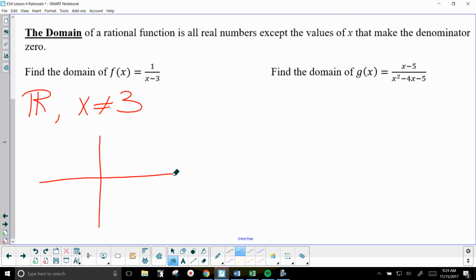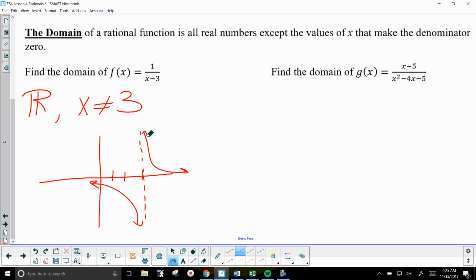So we'll get more into this in a second, but basically this is telling me it's like a force field right there. And this graph cannot cross a vertical asymptote. So we basically just have like this empty gap where there is no x value. There is no value of 3 ever.